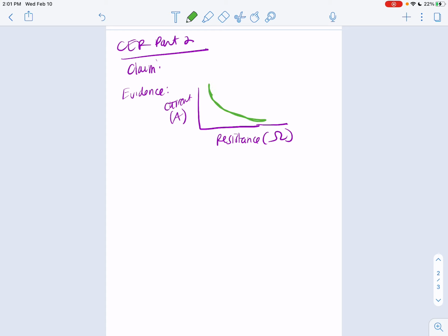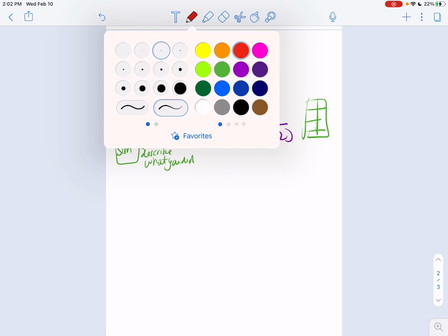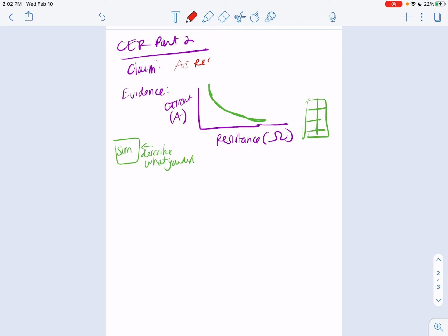So in your evidence, you'll probably have this. Again, you might show the simulation, describe what you did, and you might show your data table in there as part of it. For the verbal model, here we can see that as the resistance increases, the current is decreasing. When this number got bigger, this actually got smaller.